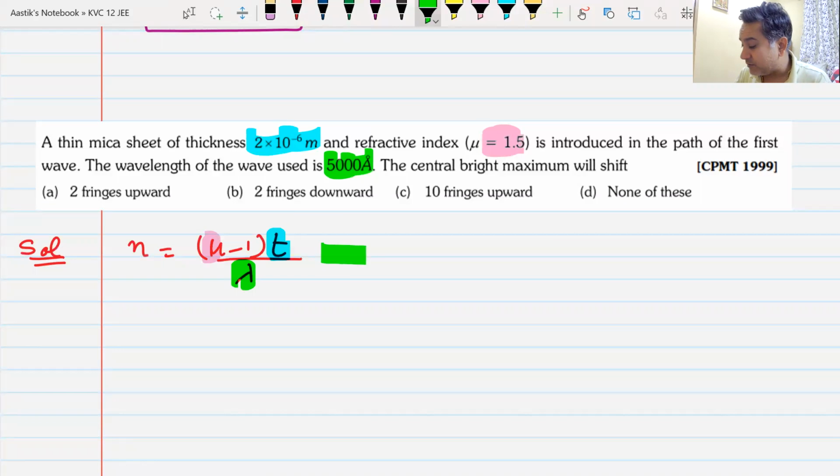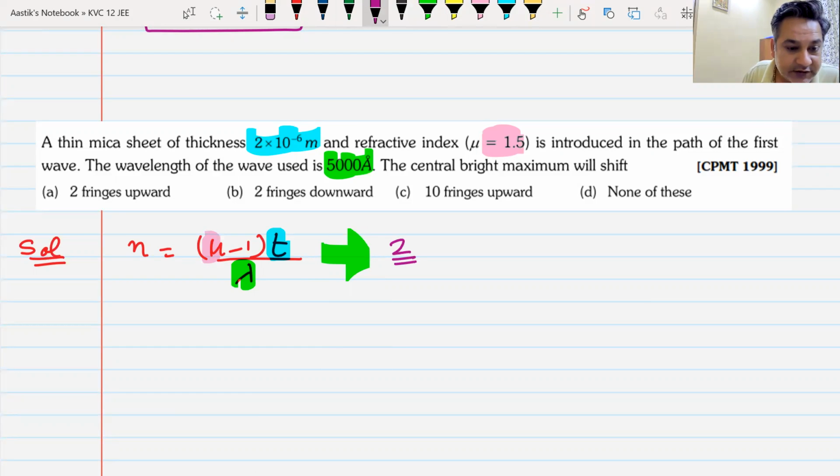What number are you getting? 2 or no? 2 fringes upward, sir. Well done, sir. Now comes a question that has come in JEE. Are we ready for the JEE one? Yes, sir. Chalo.